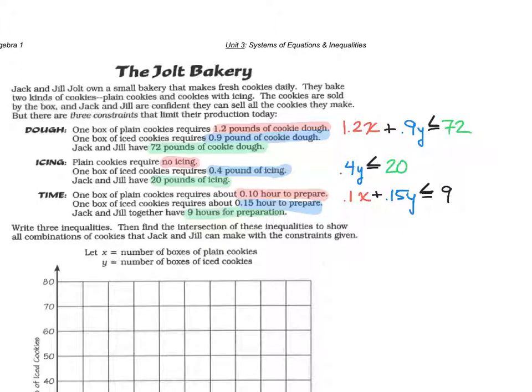All right. Wouldn't it just be 0.4y equals 20? Because it's telling you they have 20 pounds. And equals 9 because it's telling you they have 9 hours to prepare. Say it again, sorry.